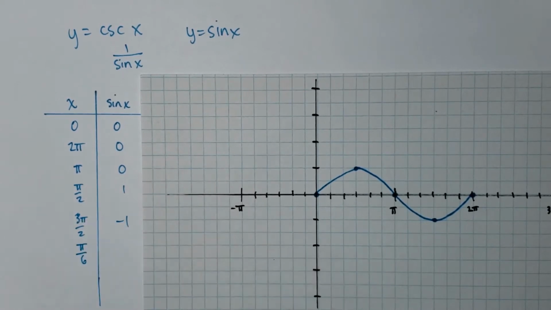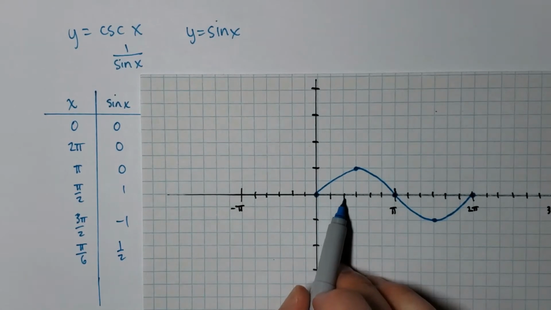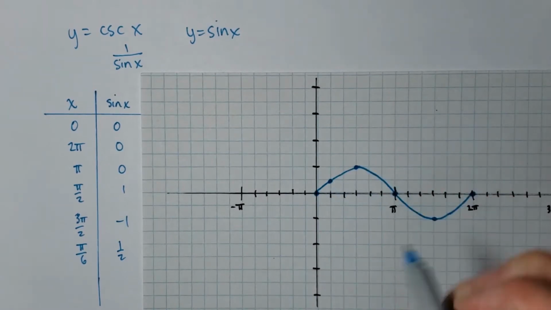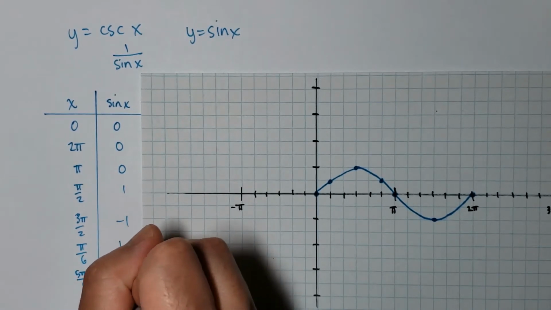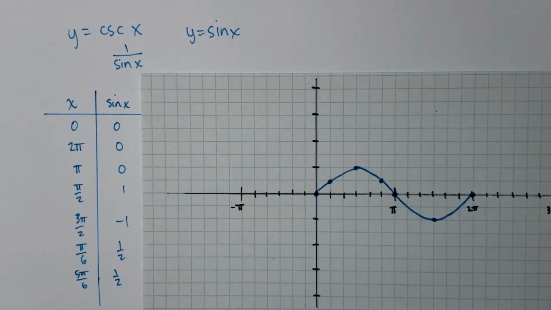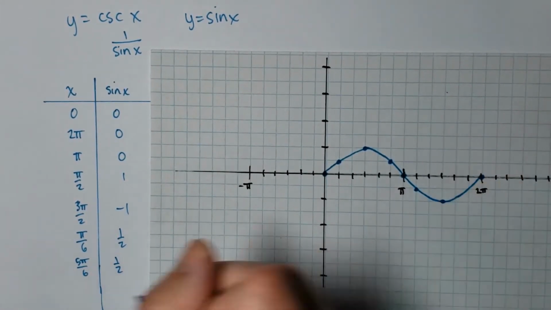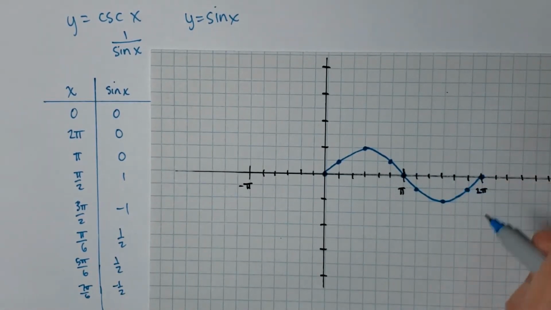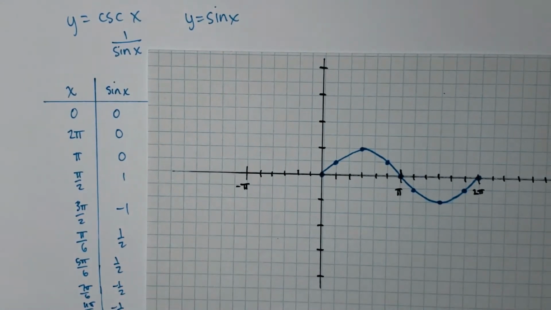We could put in pi over 6, which, good thing we have that memorized, is 1/2. We could do this one here, which is pi over 3. That would be the square root of 3 over 2, but I'm going to jump. So that was pi over 6. I'm going to jump here to 5 pi over 6, which you can see is also 1/2. And then, let's see if I have enough room here. I'll squeeze these in. I'm going to get 7 pi over 6, which is negative 1/2, and that one there, which is 11 pi over 6. I don't know if that's on the screen, but it's negative 1/2. You can see it in the graph. And so we're going to use that to help us graph cosecant of x.